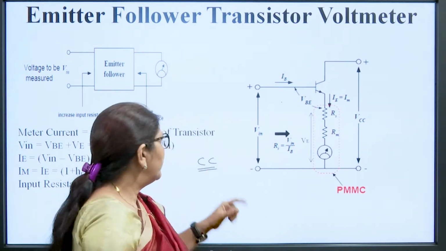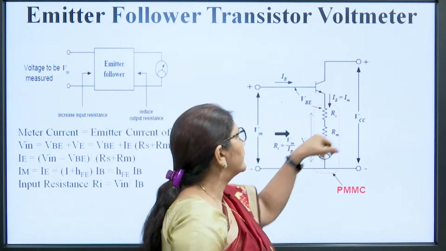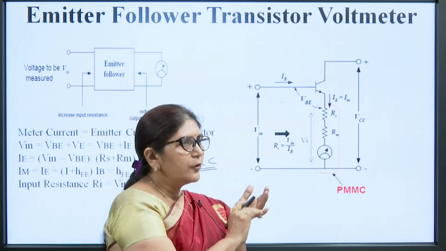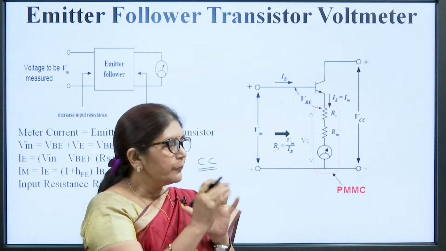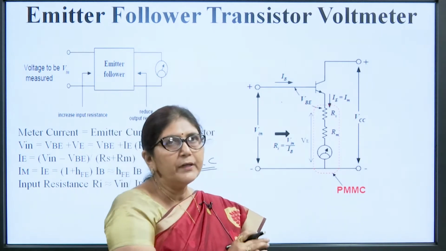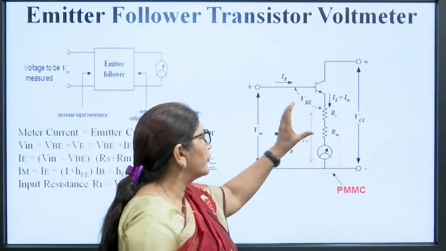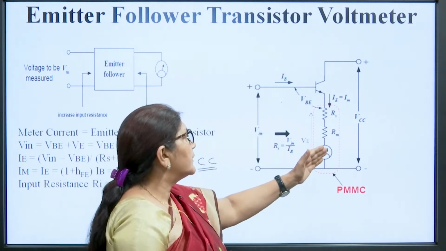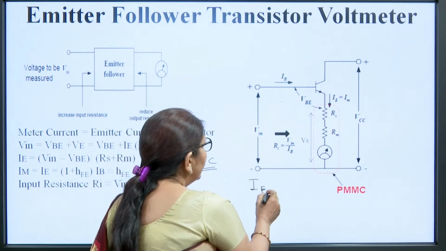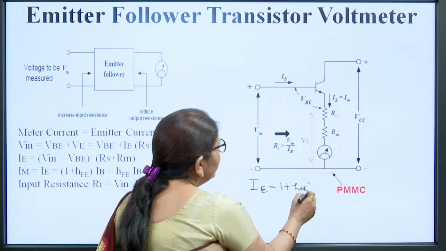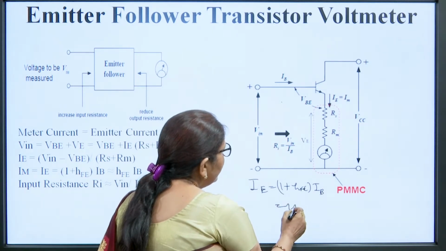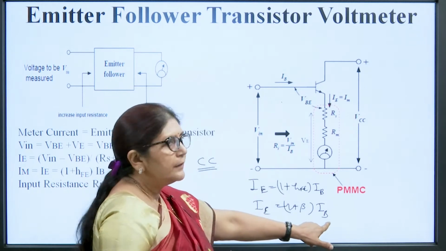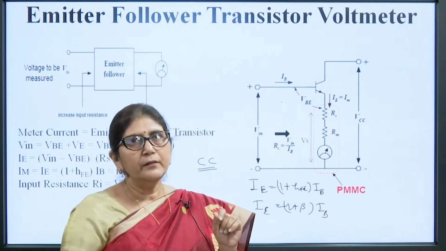In the common collector configuration, we take the output from the emitter, and the collector is kept common between input and output. In the common base and common emitter configurations, we take the output from the collector terminal, but in this emitter follower transistor voltmeter, we take the output from the emitter terminal. This is known as the emitter follower because the emitter current follows the base current IB. The relationship is IE equals 1 plus HFE times IB, or 1 plus beta times IB. So the emitter current follows the base current, which is why this meter is known as the emitter follower voltmeter.